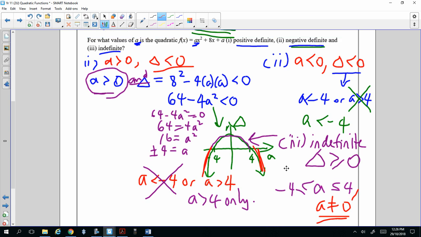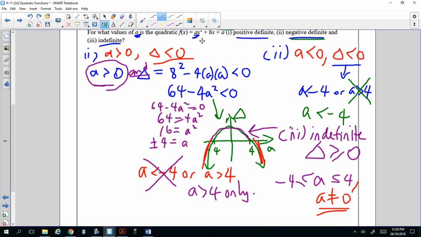Right, all done. So let me draw boxes around this so that you won't get confused. So that's part 1. That's part 2. And then that's part 3.